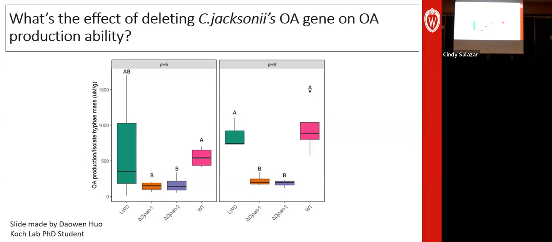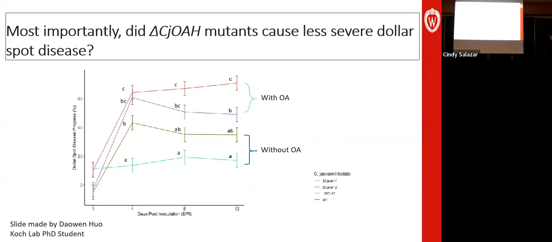So how does that relate to disease development on the turf? Well, we saw a lot less dollar spot development in the turf. These top two lines are the two isolates where we did not knock out the OA production genes, and these bottom two isolates were the ones where we did knock out the OA genes. We're not exactly sure why we're seeing significant or nearly significant differences in the development of disease with those two strains, and that's something we're exploring and further discussing.